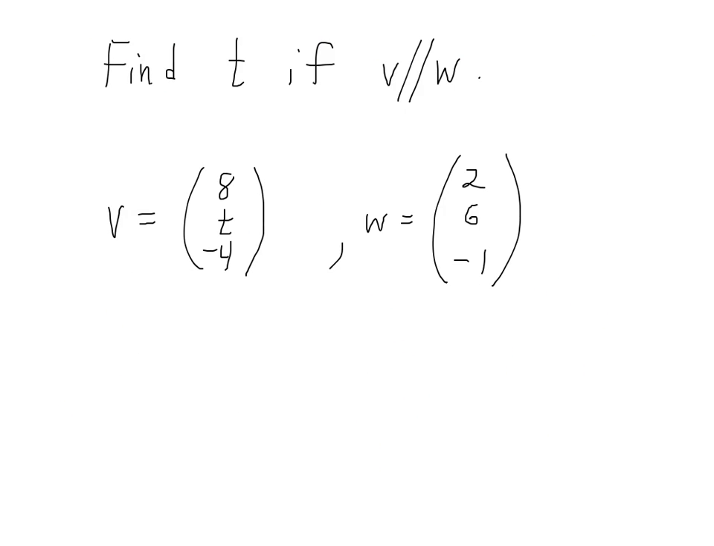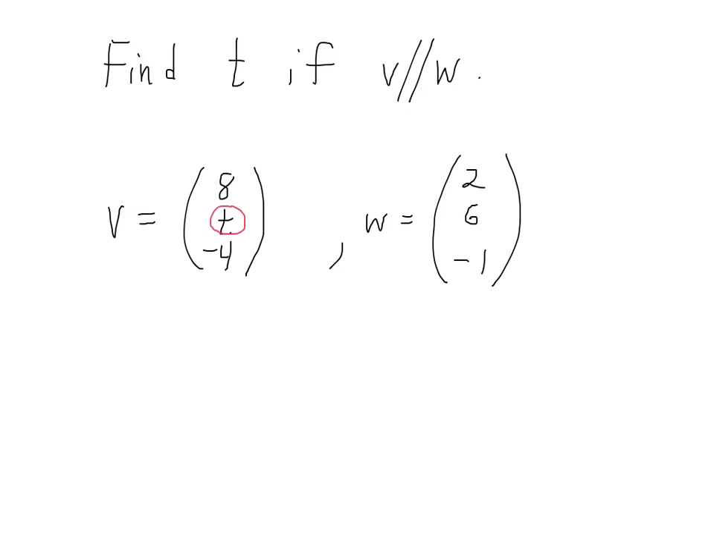Okay, last example. If you can handle this one, then you have a really good understanding of parallel vectors and you are in good shape. We're looking to find t, and we're told that v is parallel to w. So there's your parallel symbol. And t shows up right here as the y component of vector v. Notice we have all the other numbers there for the other components.